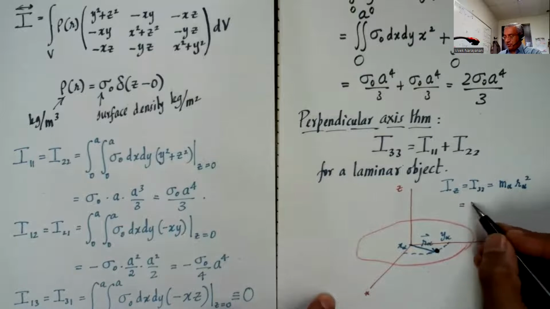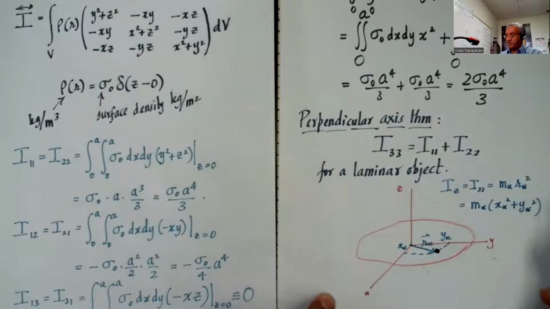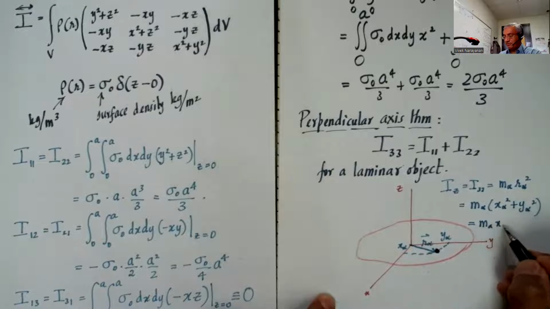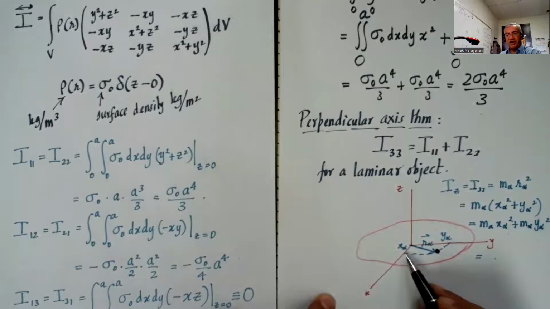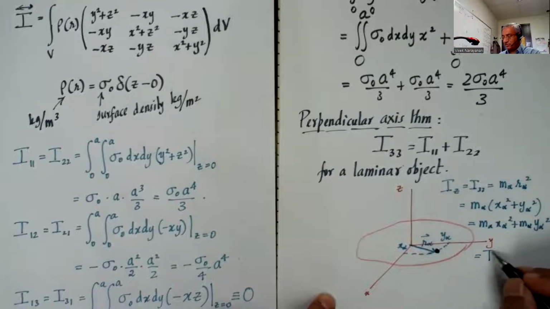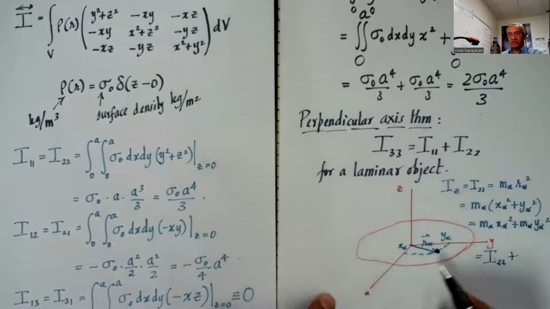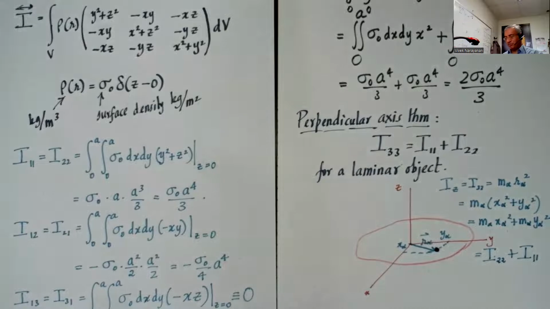But by the Pythagorean theorem, r alpha squared is just x alpha squared plus y alpha squared. So that's going to be m alpha x alpha squared plus m alpha y alpha squared. But what is m alpha x alpha squared? It represents the effort of rotating it about the y-axis. So that's I22. And m alpha y alpha squared represents the effort of rotating it about the x-axis, because the relevant distance for rotating around the x-axis is actually y alpha. So that's I11. And that's a proof of the perpendicular axis theorem. It's always true for laminar objects.